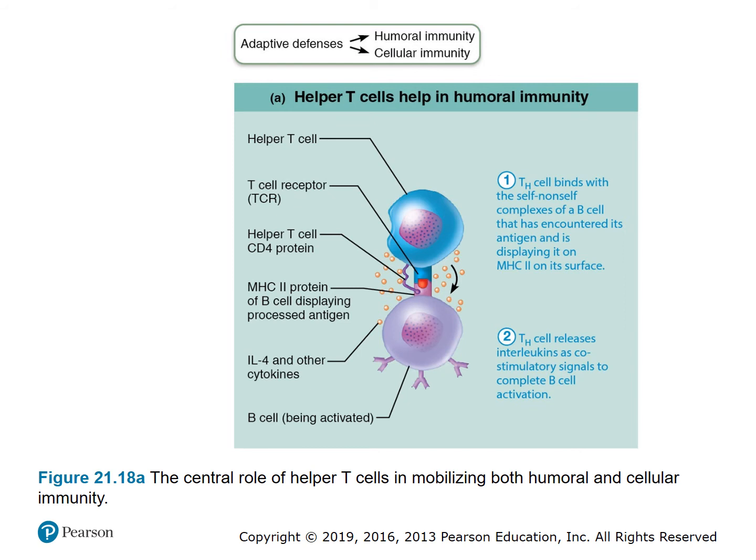So in step 1, the T helper cell binds with the non-self complexes of a B cell that has encountered its antigen and is displaying it on the MHC2 on its surface. And the T helper cell is going to release interleukins as co-stimulatory signals to complete B cell activation.